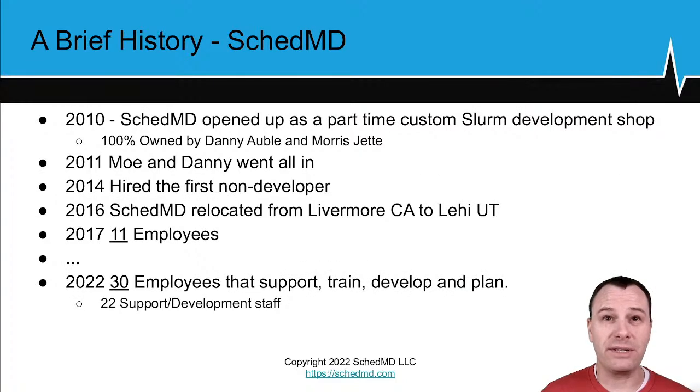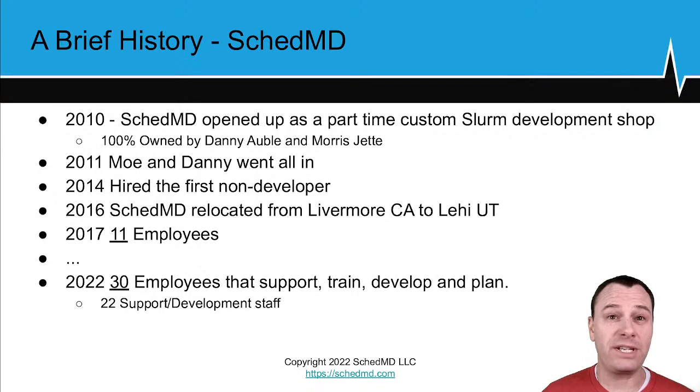As mentioned previously, Slurm has been around since 2002. Scalability as a company was not far behind, following just 8 years later. Scalability opened its doors in 2010, offering part-time customer Slurm support, 100% owned by Danny Auble and Moe Jette. In 2011, Moe and Danny made Scalability their full-time passion.